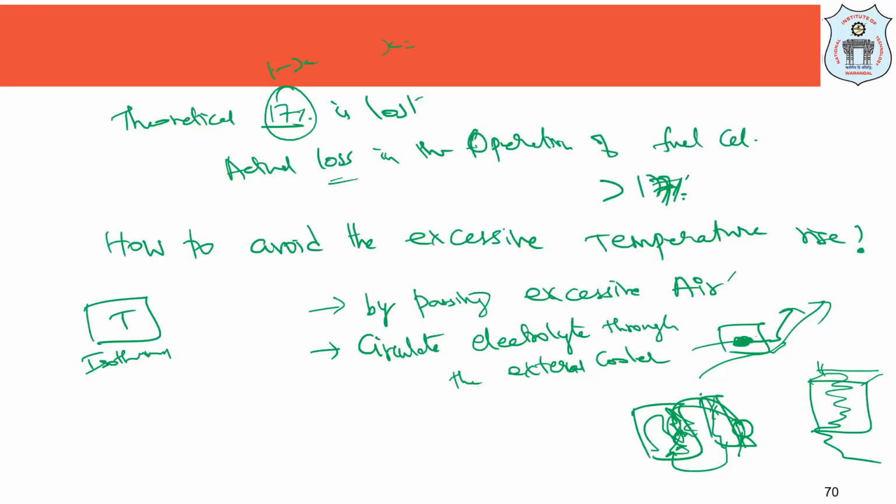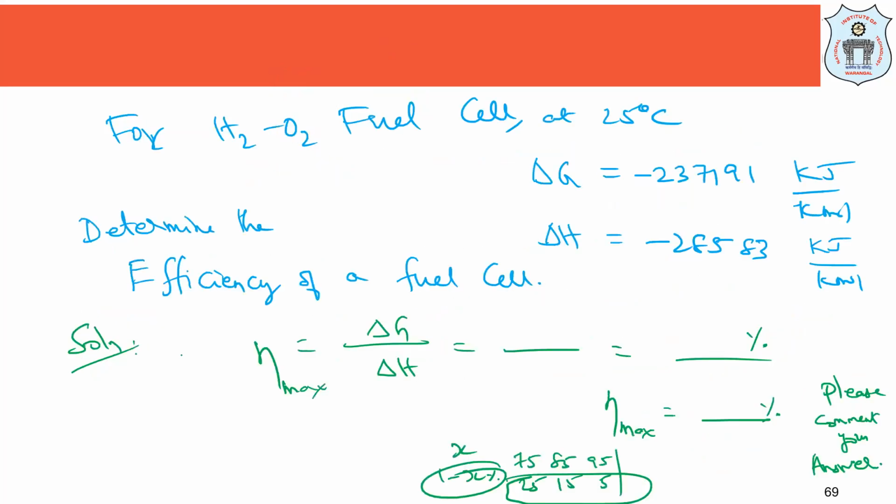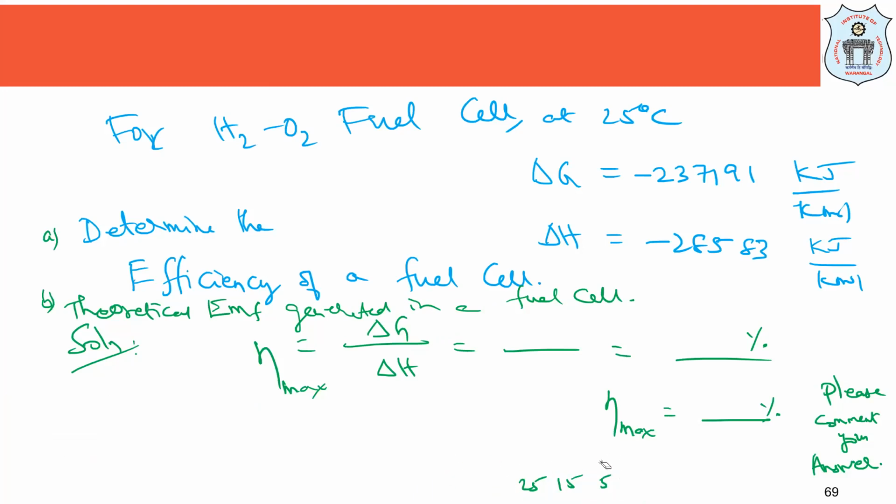Now, what is the theoretical EMF generated? What is the theoretical EMF generated in a fuel cell? We calculated the efficiency of the fuel cell. You talked about the efficiency: eta is equal to delta G by delta H. We got it, right? So here, how do we get the theoretical EMF generated?